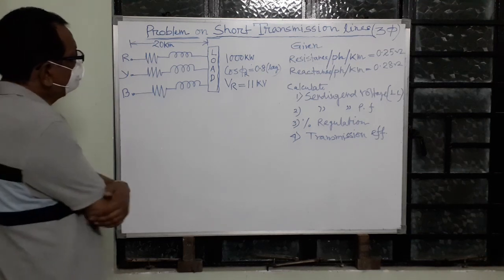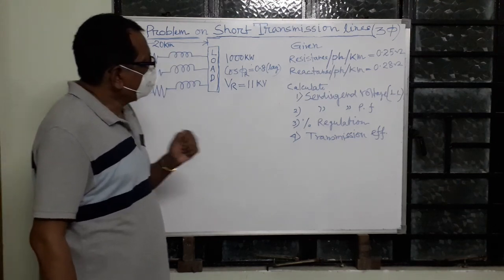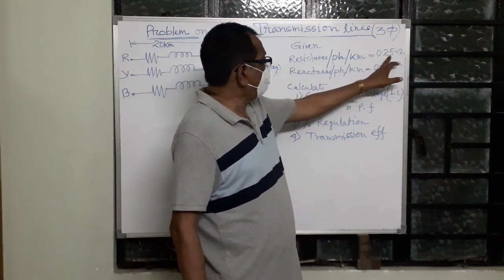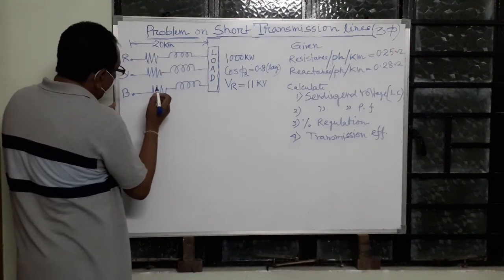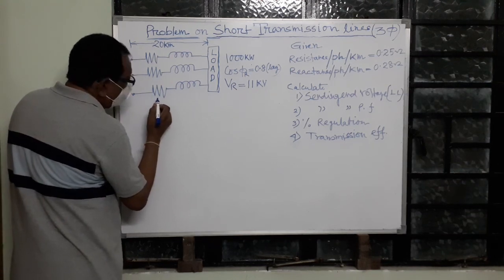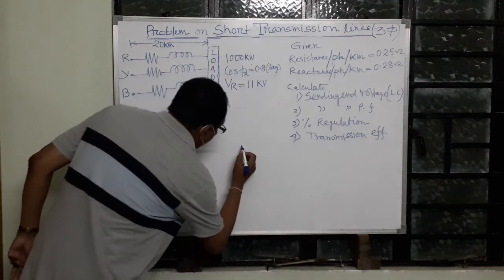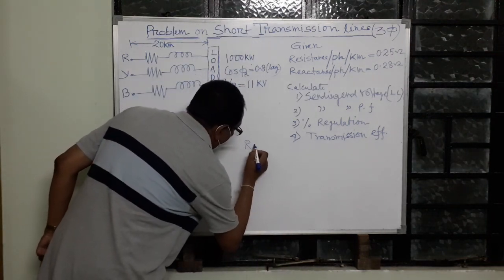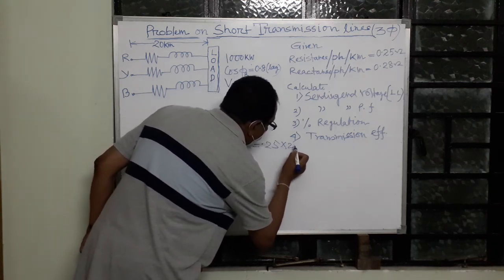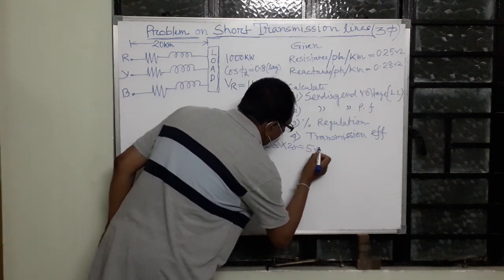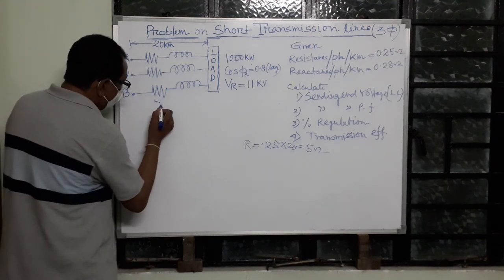Now, as the length is 20 kilometers and per kilometer resistance is 0.25, so the resistance of each conductor, if we multiply 0.25 by 20, that is 5 ohm. So we can write this resistance is 5 ohm.